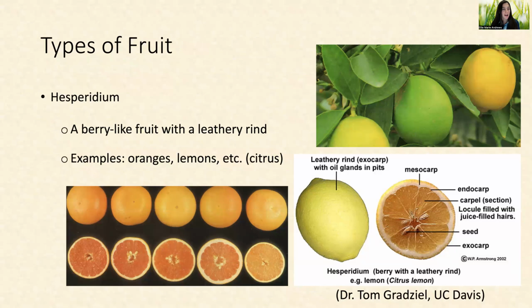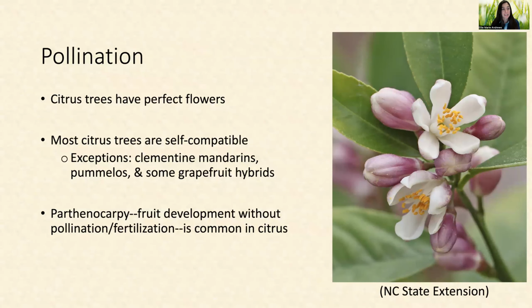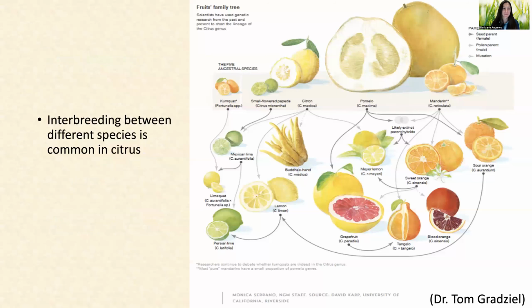Moving on to citrus, they are technically considered a hesperidium, which is a berry-like fruit with a leathery rind. And examples of this, of course, are oranges, lemons, and other types of citrus fruits. So for pollination, citrus trees have perfect flowers. Most citrus trees are self-compatible, but there are a couple exceptions here, like clementine mandarins, pomelos, and some grapefruit hybrids. So kind of depends a little bit. But they exhibit parthenocarpy fairly commonly in citrus. So this just means fruit development without pollination or fertilization, which is pretty interesting.